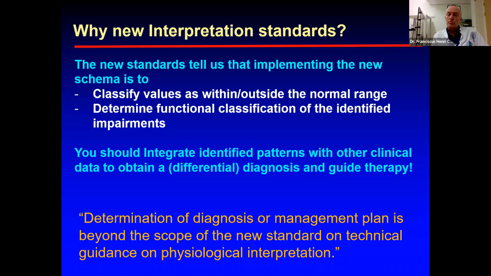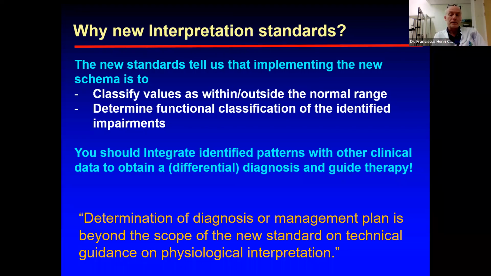What the new standards document tries to do is to classify what is within or outside the normal range, and what it is, I will come to later on. And if something is outside the normal range, how do we classify it? What is mild, moderate, severe? Because later on we will see it will nowadays be based on Z-scores, which we certainly didn't use in 2005.